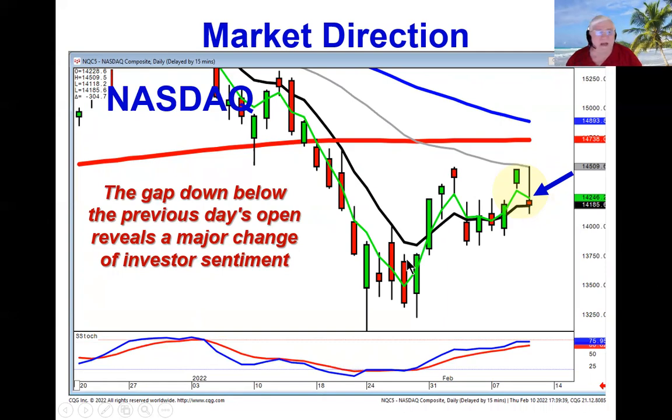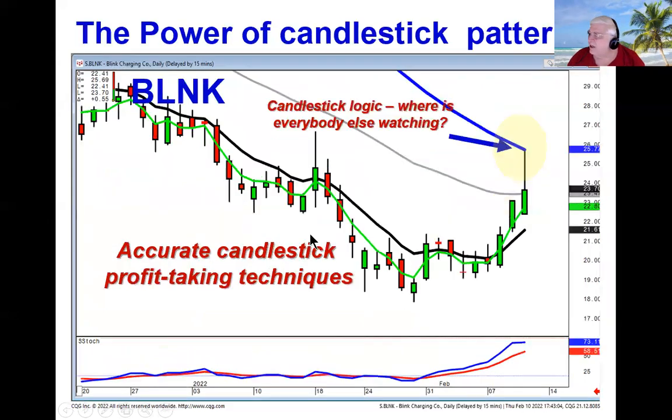Now, how do you know when to take profits during these time frames? Well, this is made very simple by candlestick analysis, because if we're buying down here based upon a candlestick buy signal, where do you think our target is and where everybody else's target is? Up here at the 50-day moving average. What tells us to be taking profits up here versus waiting to see whether they're going through much higher?